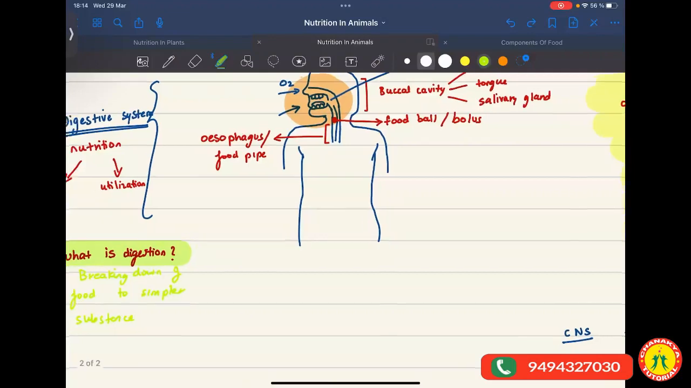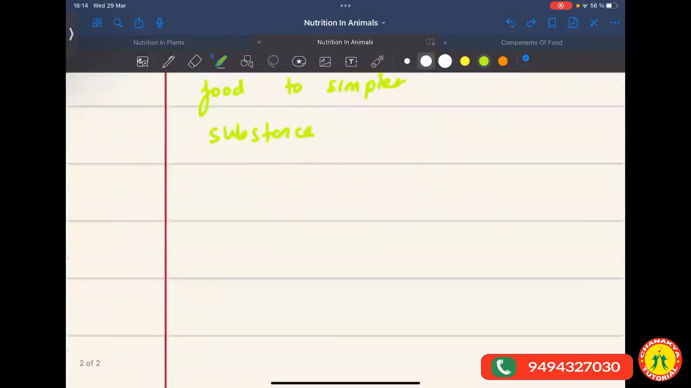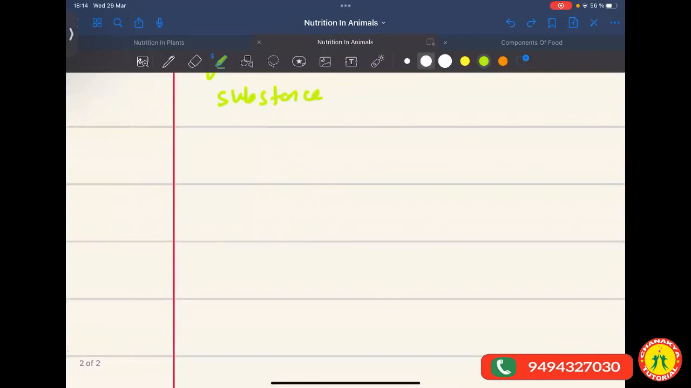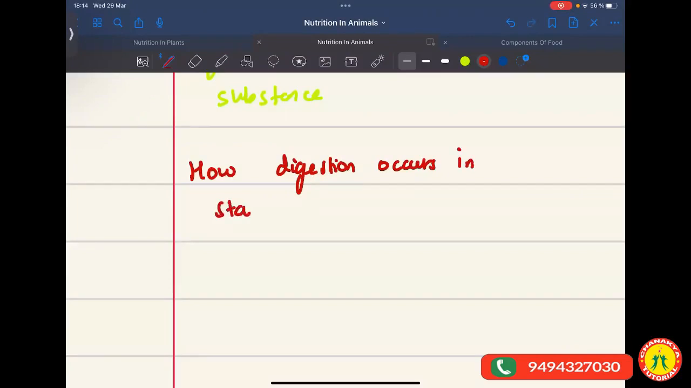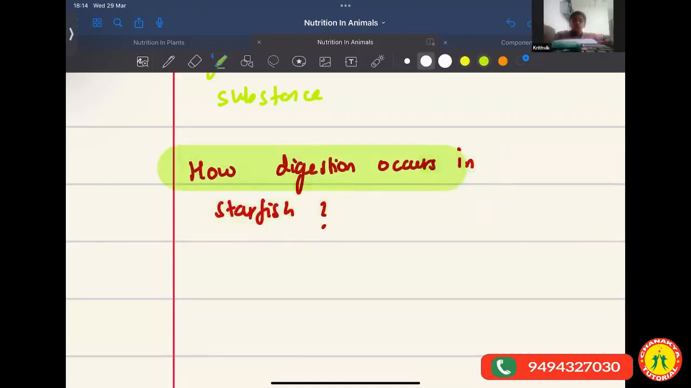Since I just explained by showing a video, I want you to write a description of how digestion occurs in starfish. Is it a homework question? Yeah, it's a homework question.